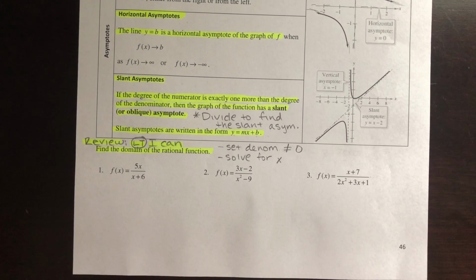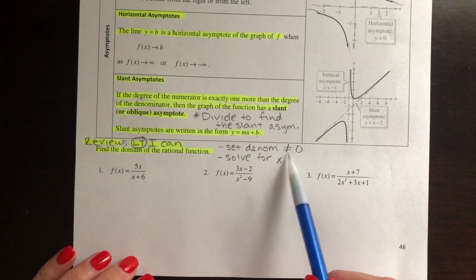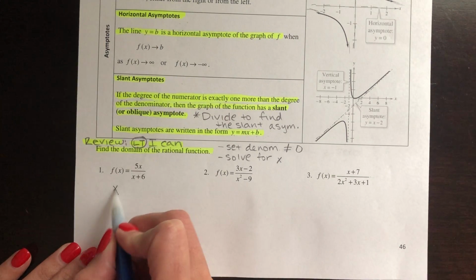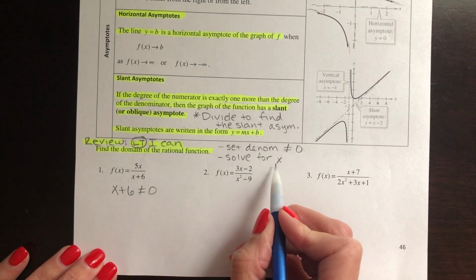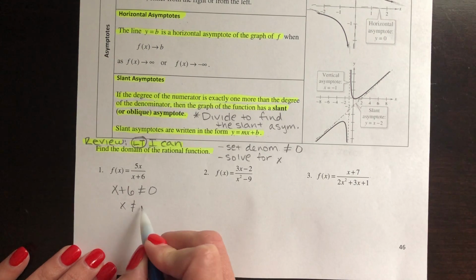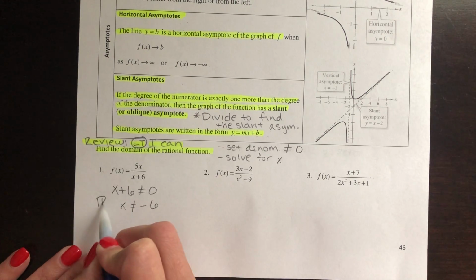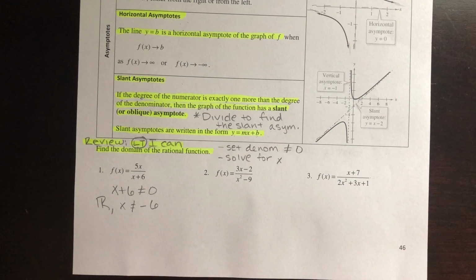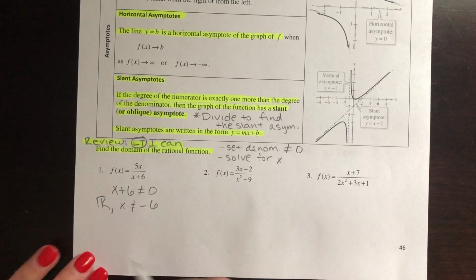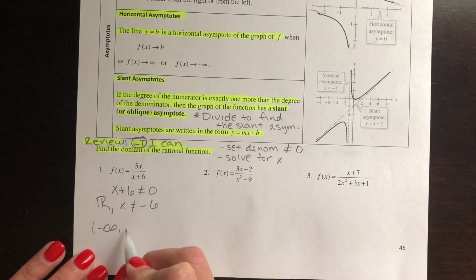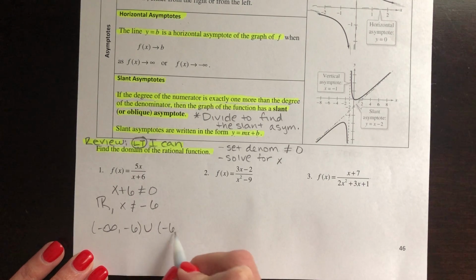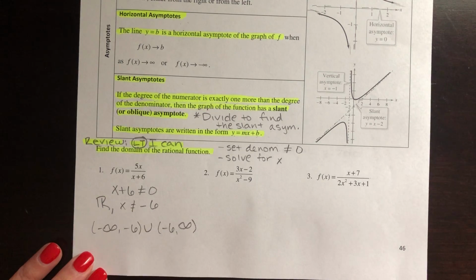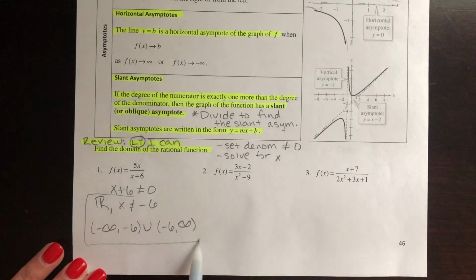So quickly to review this, you're going to set the denominator not equal to 0. So number 1, x plus 6 cannot equal 0. And then you just solve for x. So x cannot be negative 6. Your answer would be all the reals excluding where x is negative 6. And then you can give interval notation. That would be negative infinity to negative 6, union, negative 6 to positive infinity. And that would be the domain there.